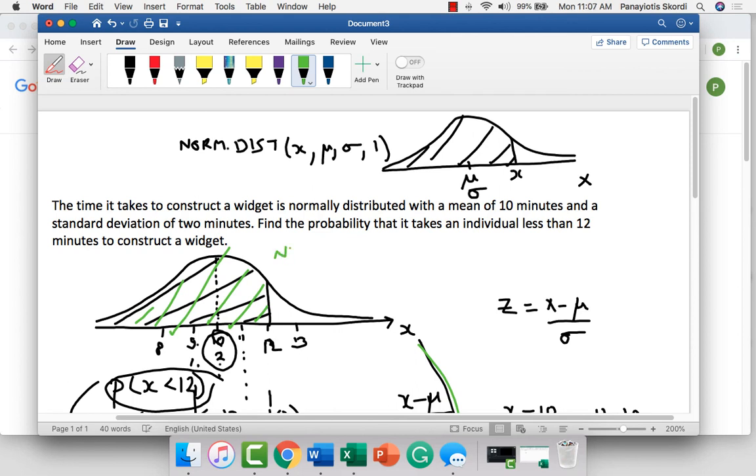I could have worked out that area by saying norm.dist. X for us was 12, with the probability that it takes fewer than 12 minutes. The mean is 10. Standard deviation is 2. And we always put the 1 or the true at the end, as we've done up there. So that should give us the answer straight away in one go. So let's try that. Let's go over to Excel.